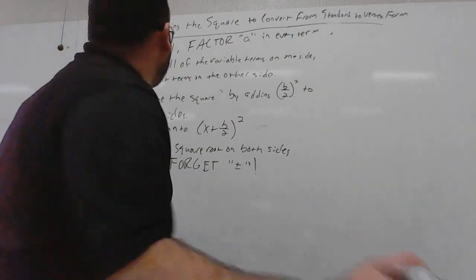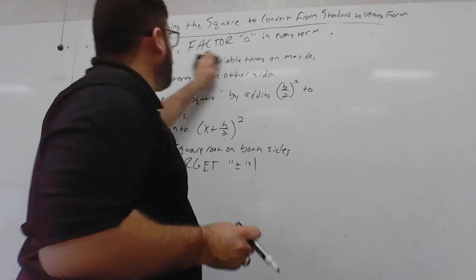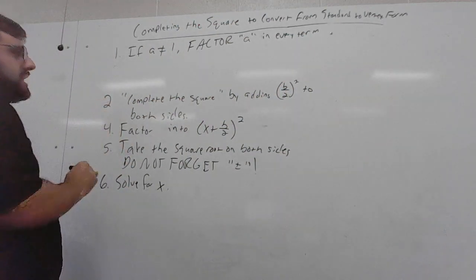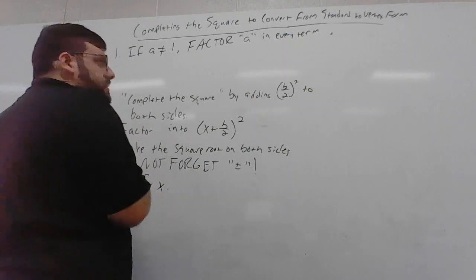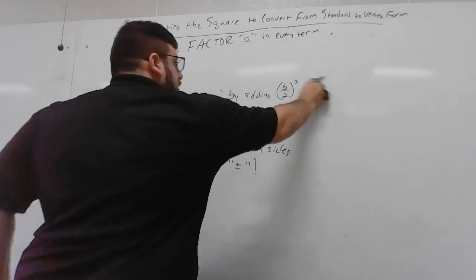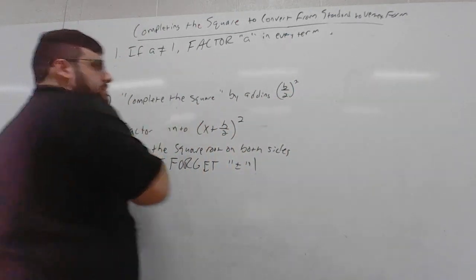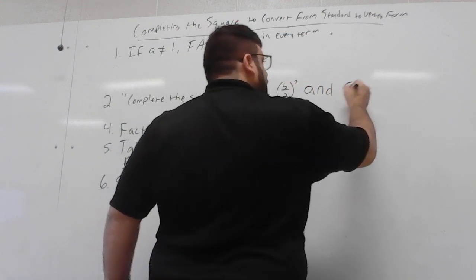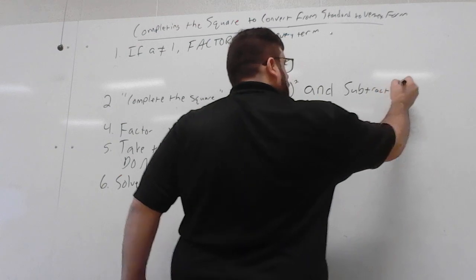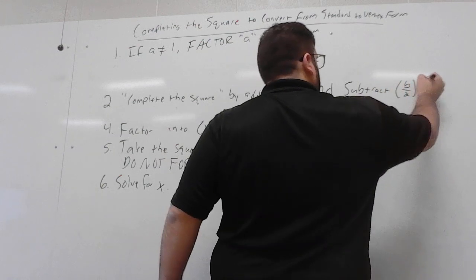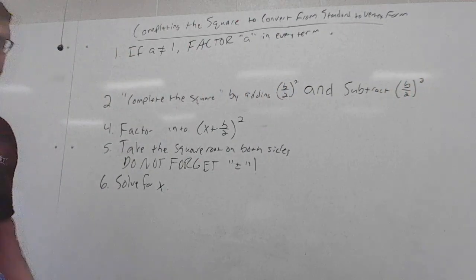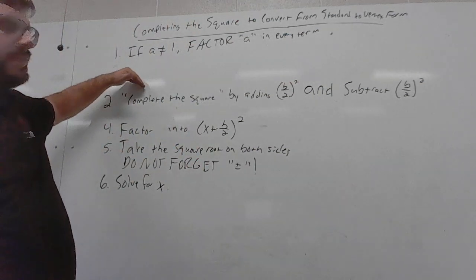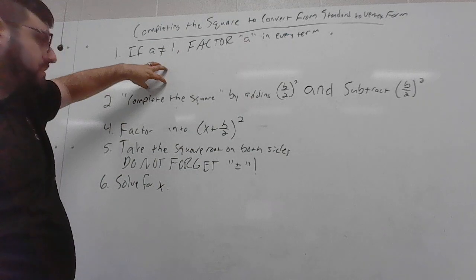step 2 doesn't really apply because we do want everything to be on the same side. So your actual step 2 is to add and subtract b over 2 squared in the equation. By doing this, we're adding b over 2 squared to complete the square so that we can factor this into a perfect square trinomial.